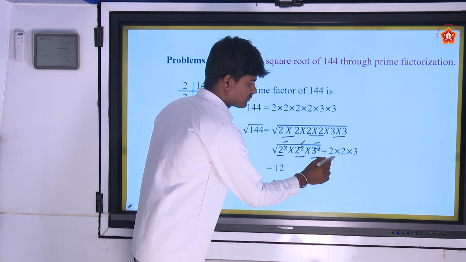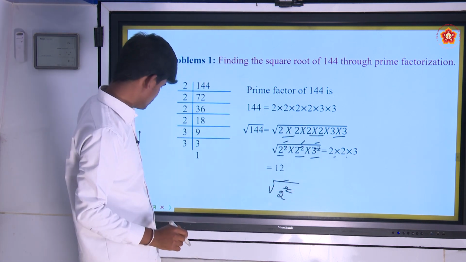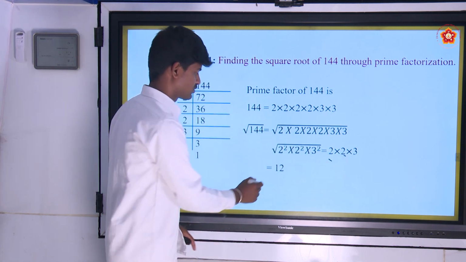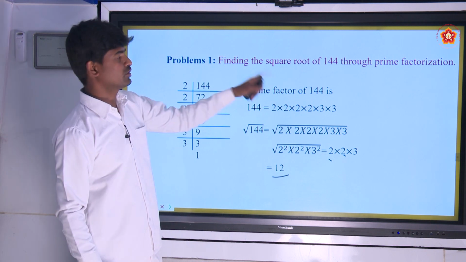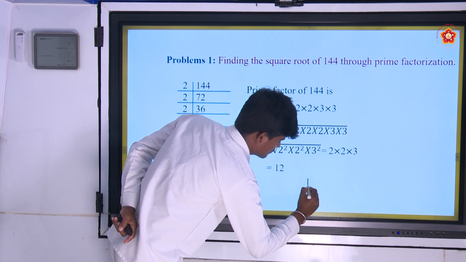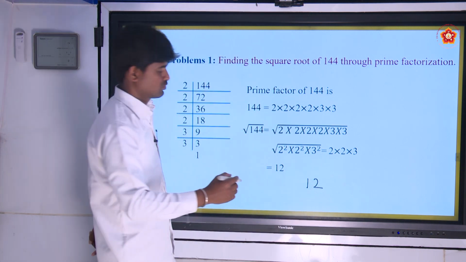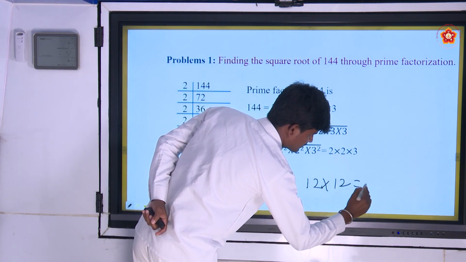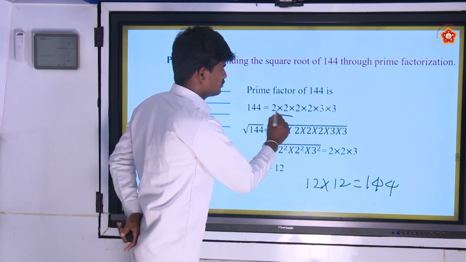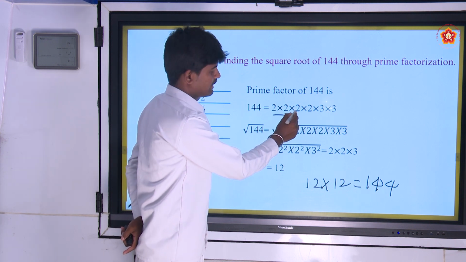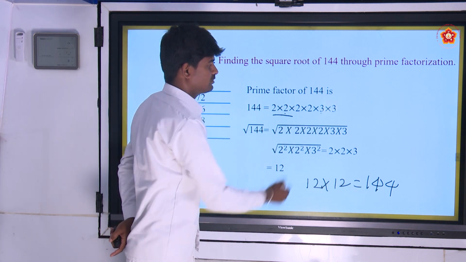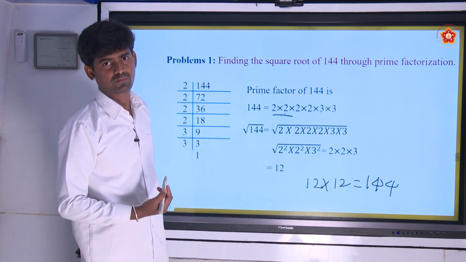So, what will be remaining? 2 into 2 into 3, 2 into 2 into 3. So, 2 into 2 is 4, 4 into 3 is 12. So, the square root of 144 is 12. Can we recheck? Yes, 12 into 12 is equal to 144. Or you can see 2 into 2 is 4, 4 into 2 is 8, 8 into 2 is 16, 16 into 3 is 48, 48 into 3 is 144.